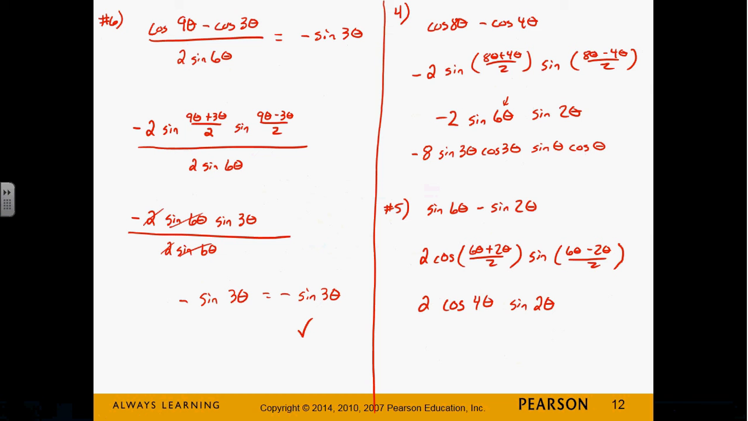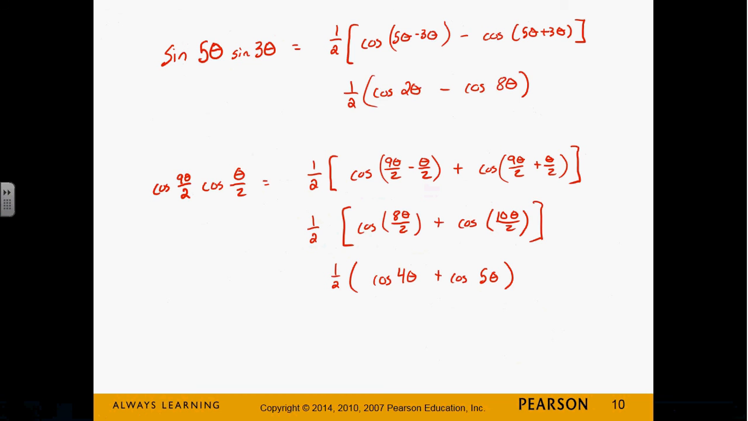All right, so let's go back to the beginning and start looking at some of these. So this is number one and number two. Sine of 5 theta, sine 3 theta. So that's 1 half cosine of alpha minus beta minus cosine of alpha plus beta. So that's going to give us cosine of 2 theta. This will give us cosine of 8 theta. So 1 half cosine 2 theta minus cosine 8 theta.